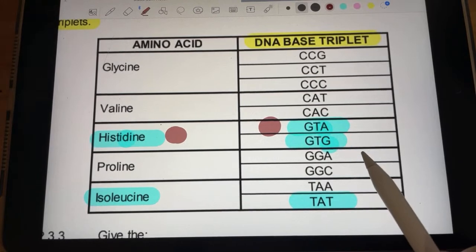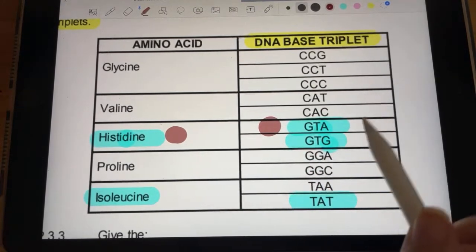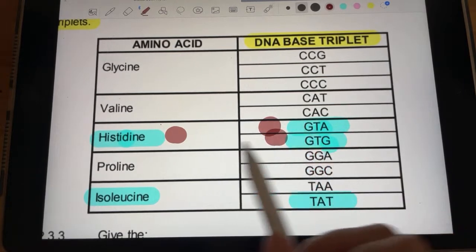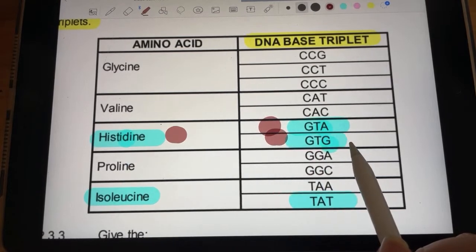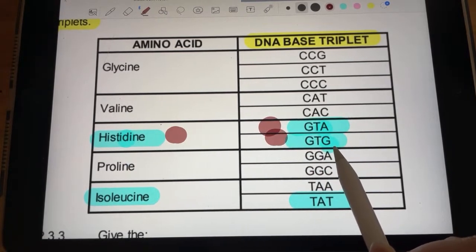And they like to catch you out on that, because if you don't read your table well enough and you don't notice that these two actually code for the same amino acid, even though they have different letters, you are going to get caught out in the exam.